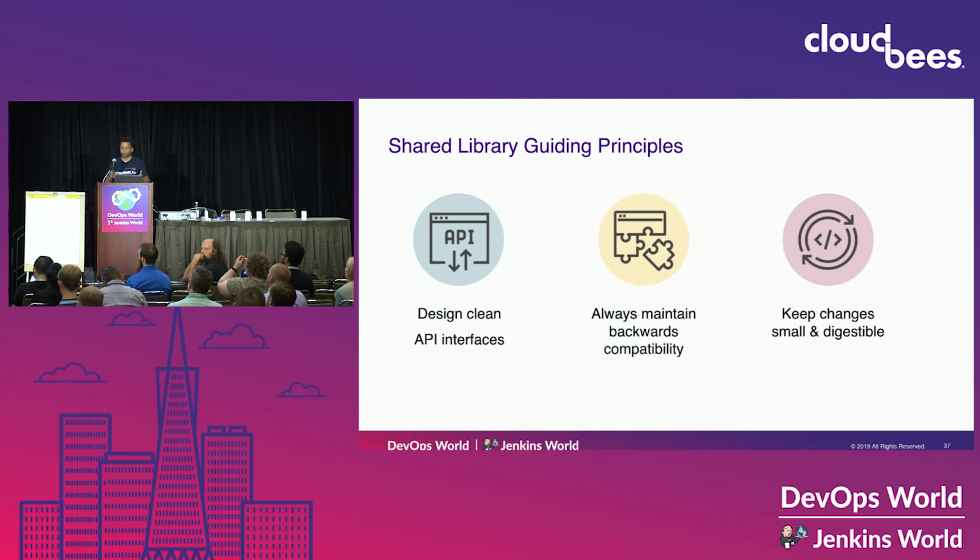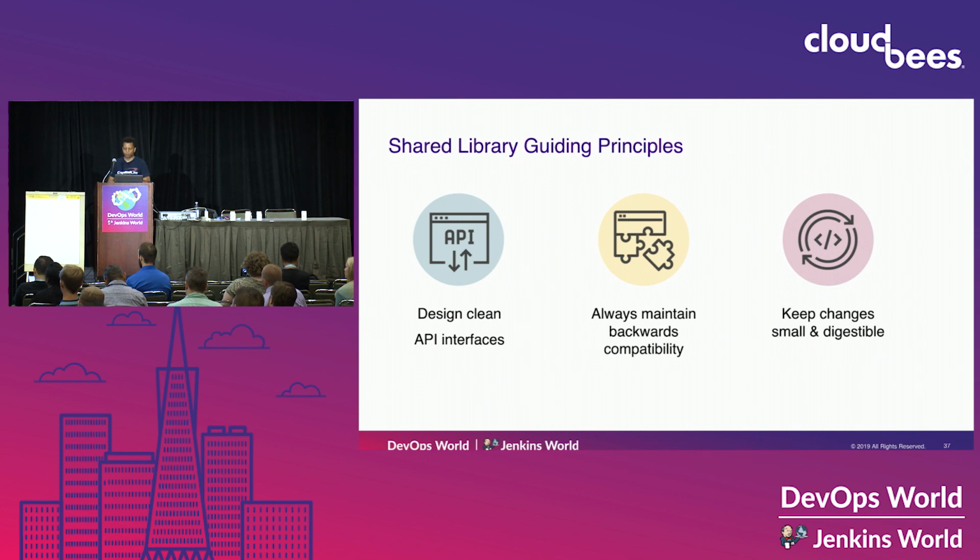So here are a couple of guiding principles that we follow when making changes to our shared library. One, design clean API interfaces. This means being very thoughtful about each function, making sure each function has a clear purpose, we understand its inputs, the expected outputs, and we establish some standards and naming conventions for those variables. Remember, we're creating a contract between our users and our functions.